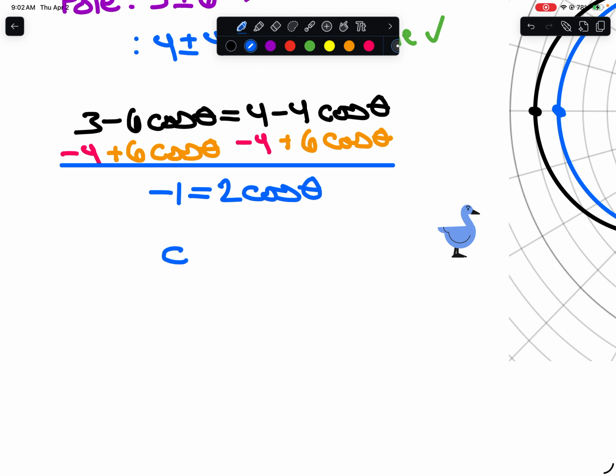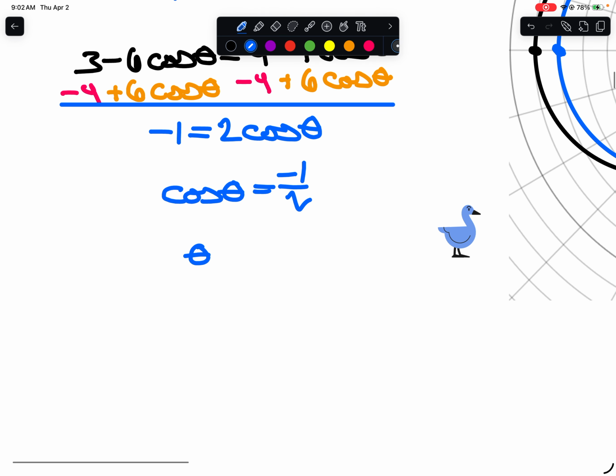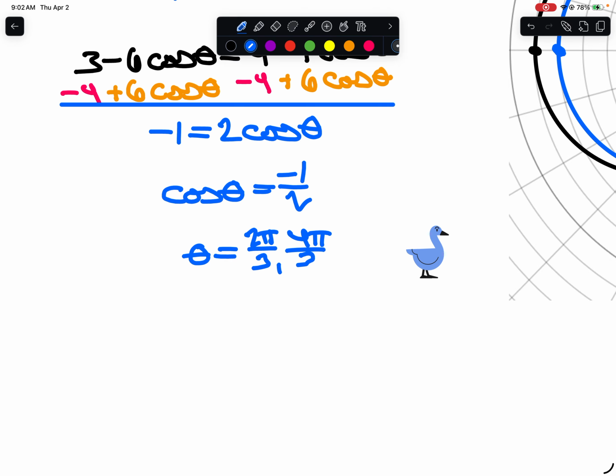So cosine theta is going to be equal to -1/2. Now it just turns into a unit circle problem. So this is going to happen at theta is equal to 2 pi over 3, and also 4 pi over 3.